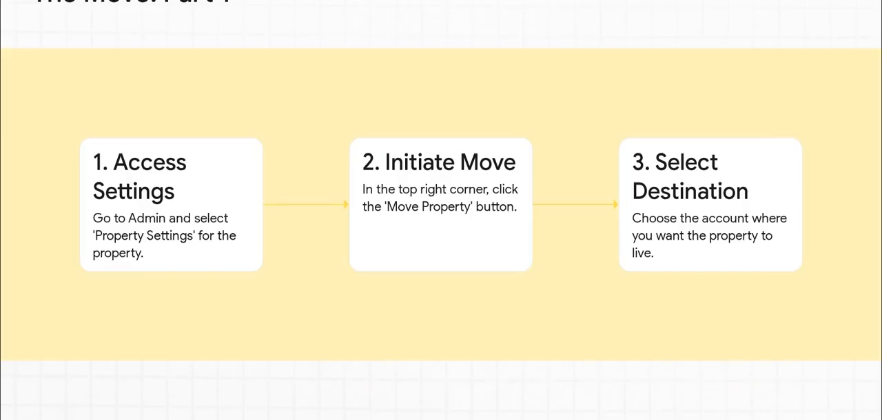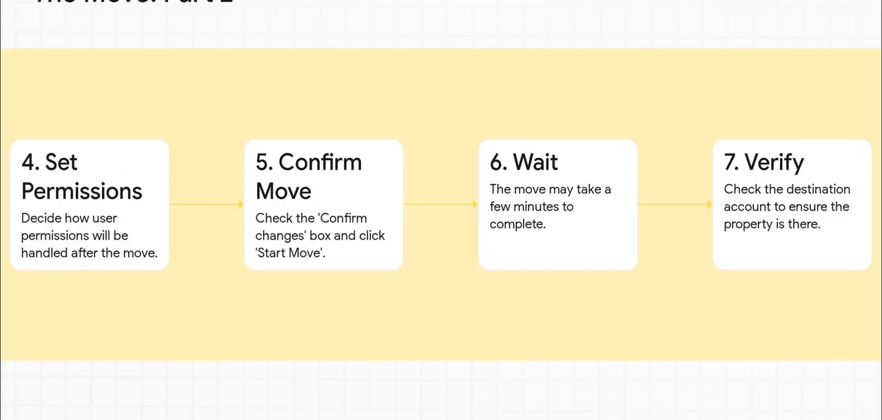Ready? Okay, the first 3 steps are just click, click, click. You're going to head to the admin section, find the property you want to move, and click on Property Settings. Then, up in the top right corner, just see that Move Property button. Give that a click, choose the destination account where your property should be, and just like that, you're already halfway done.